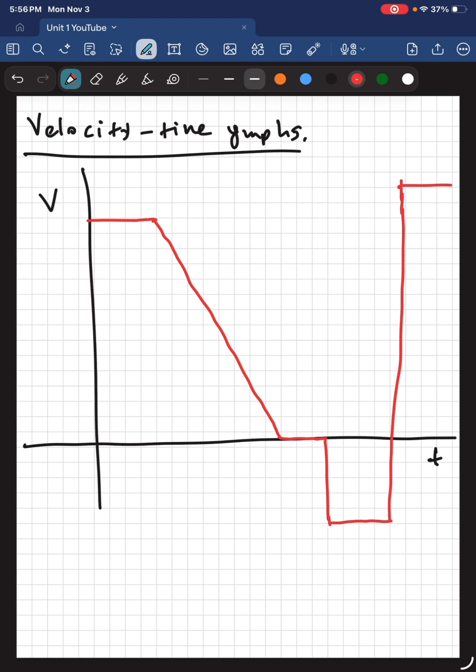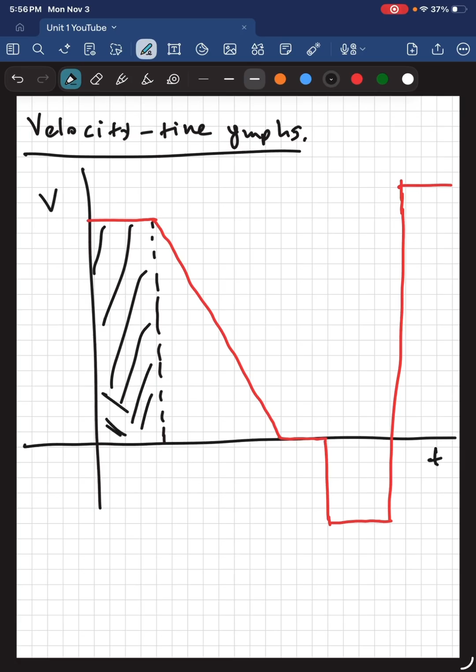So what's going on here? Okay, this is complicated. It looks complicated. So first of all, let me draw another thing over here. Let me think of how I want to talk about this. So the gradient of these graphs shows the acceleration of the object.